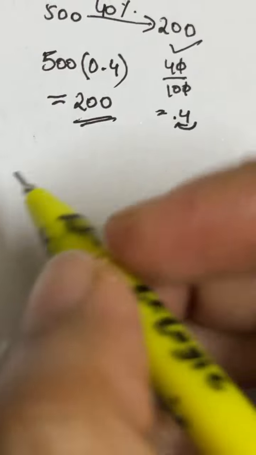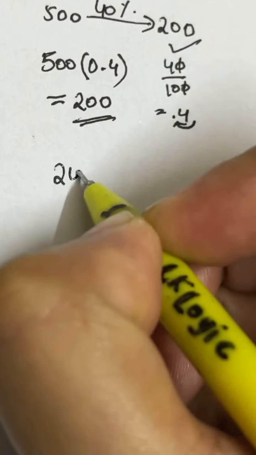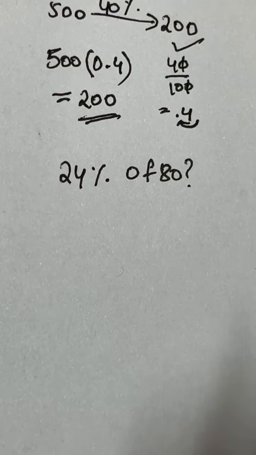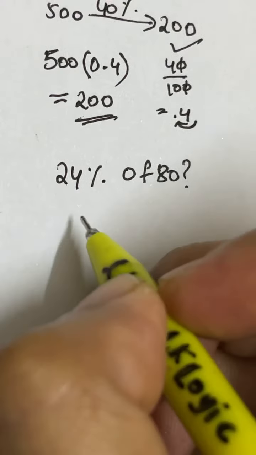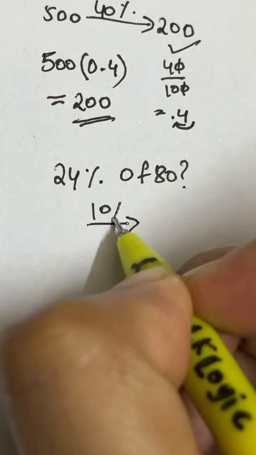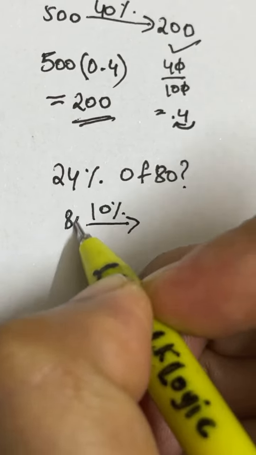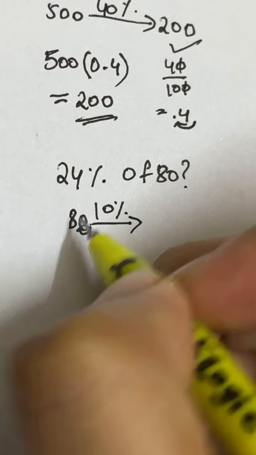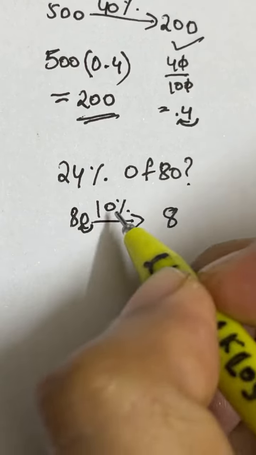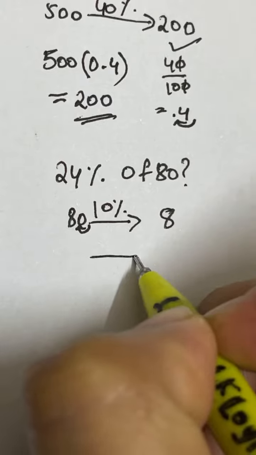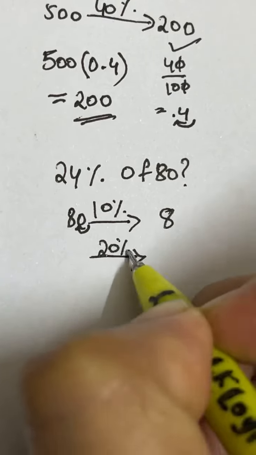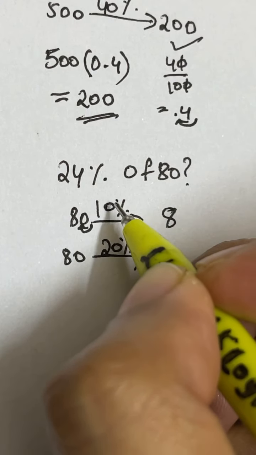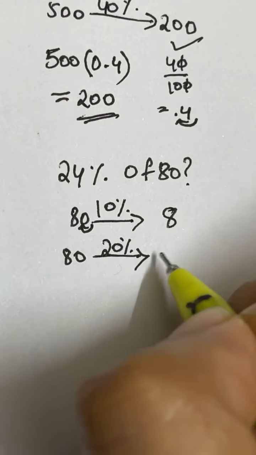Okay, next let's try out 24% of 80. So what would be 24% of 80? So first we are going to again find out 10%. 10% of 80. So what is 10% of 80? Take the decimal towards right, move one slot towards left. So that's just 8. 10% of 80 is 8. Okay. Next, we are going to find out 20%. 20% of 80 is just double of 10%. 2 times 10 gives you 20. So 8 times 2 will give you 16.